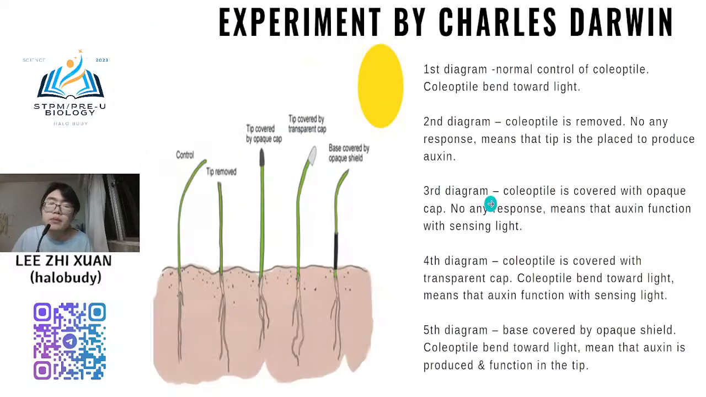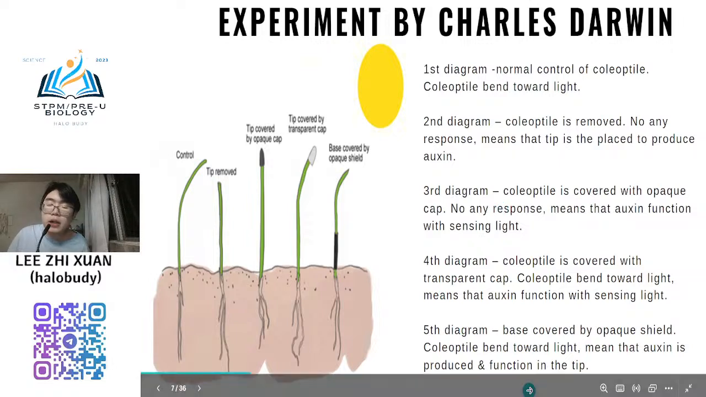Okay, and you still remember, I just recap from the SPM. I think in SPM you already learned about the experiments that prove the relation to the auxin molecule.